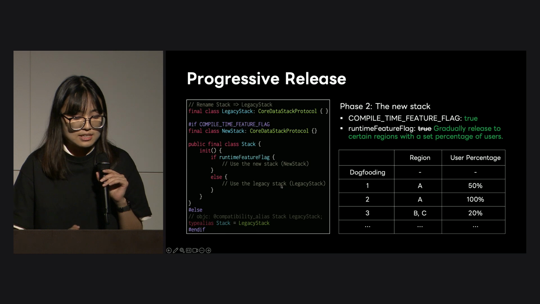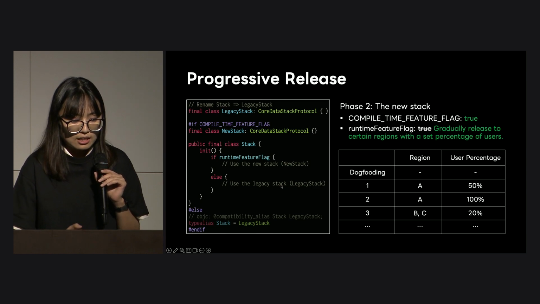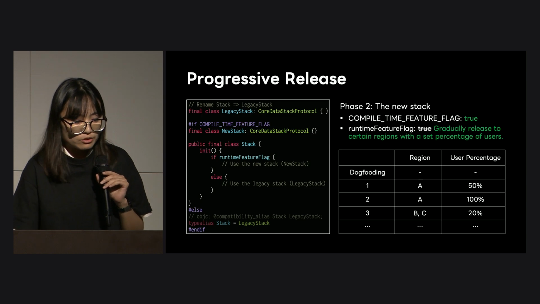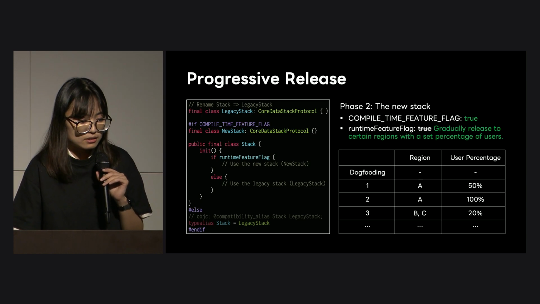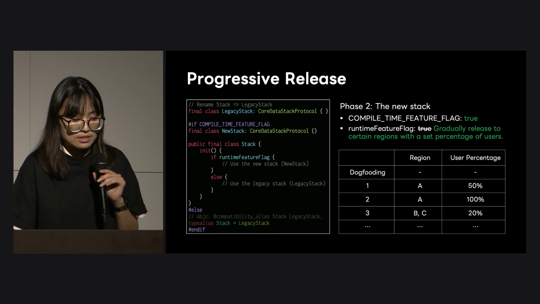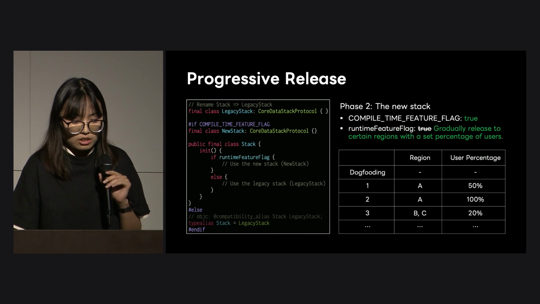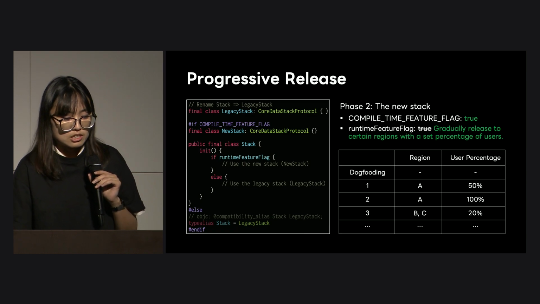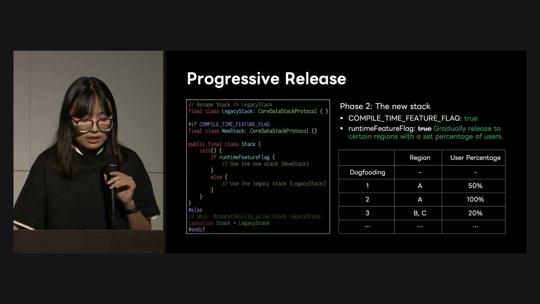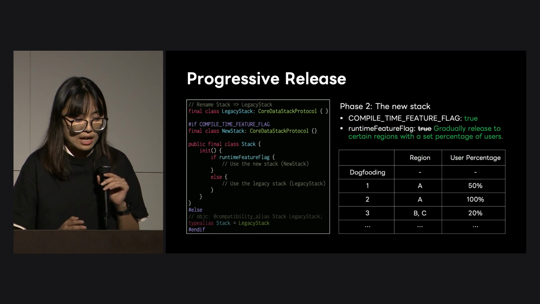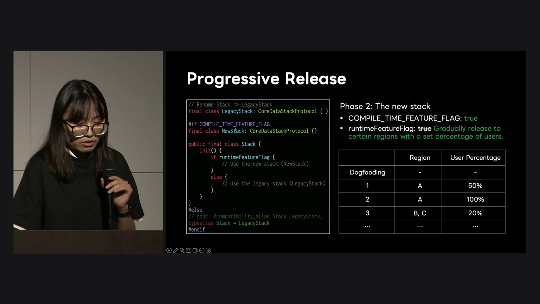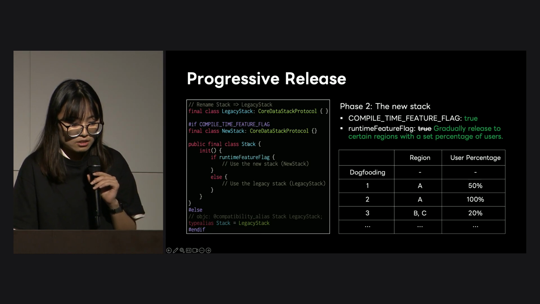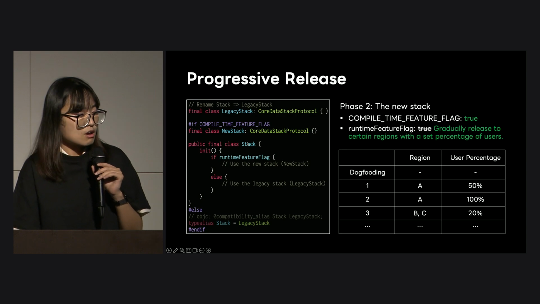Actually, fully enabled isn't quite accurate. In fact, we used a progressive release strategy to migrate to the new core data stack. Since the migration carried a significant risk, our goal was to make the rollout as safe as possible for our users. Instead of enabling the runtime feature flag for everyone at once, we rolled out the change step by step, targeting specific regions and a controlled percentage of users.